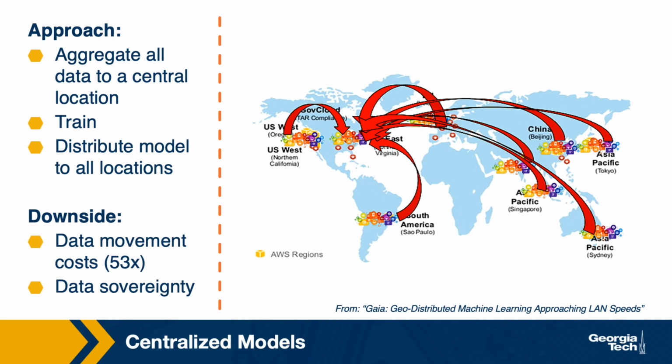Another downside of this kind of centralized approaches is what we call data sovereignty. We have to move this data across international boundaries, and different types of laws may apply to data in different countries. An example of that can be simply privacy related.